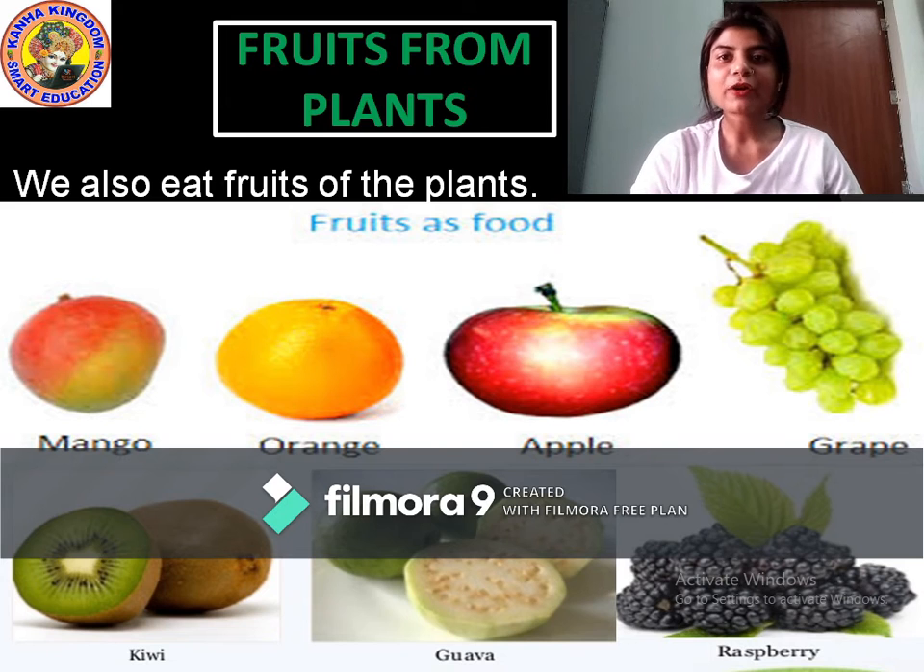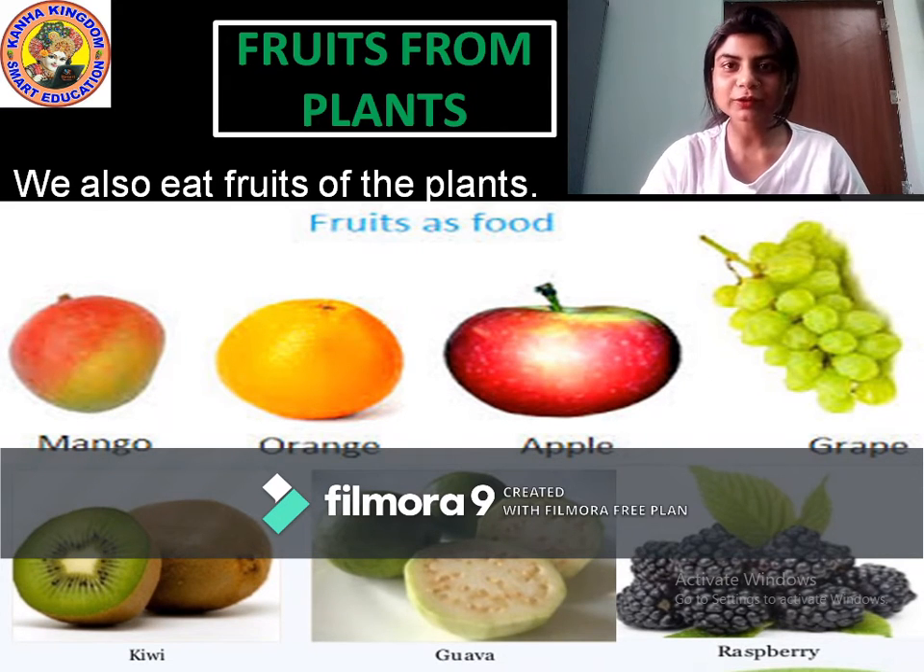Then now let us study about the fruits. Plants also give us fruit or not? The fruit that we eat, it is obtained from plants. Plants give us fruit. Yes? Then we also eat fruits of the plants like mango, apple, banana, orange, grapes, kiwi, guava, raspberries, etc. These are some fruits I have given you. But all the fruits that we eat are obtained from plants, and we eat the fruit part of the plant.